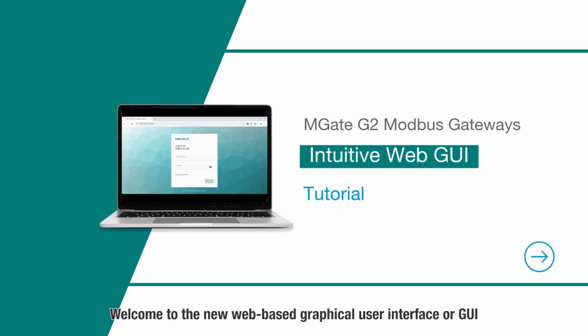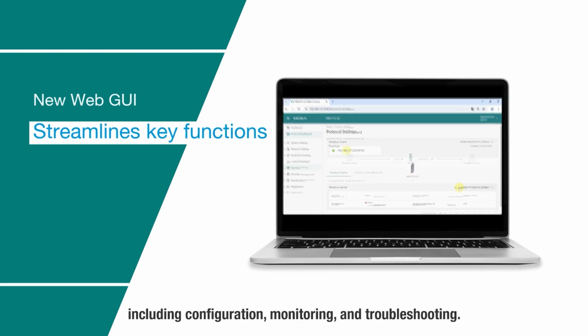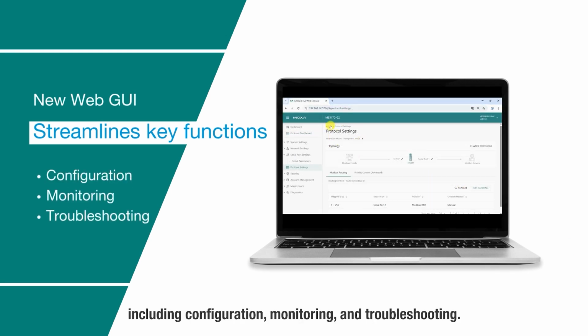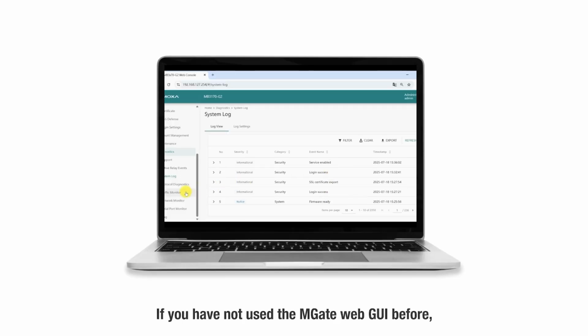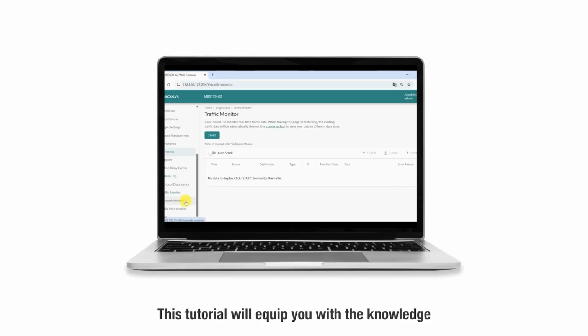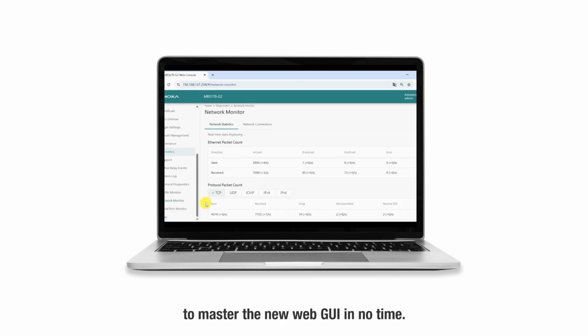Welcome to the new web-based graphical user interface, or GUI, for our MGate G2 serial to Ethernet Modbus gateway. The new Web GUI is designed to streamline the key functions that you will need for daily operations, including configuration, monitoring, and troubleshooting. If you have not used the MGate Web GUI before, it's alright. This tutorial will equip you with the knowledge to master the new Web GUI in no time.